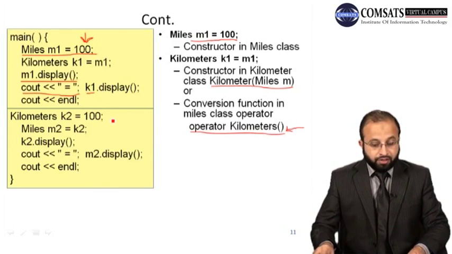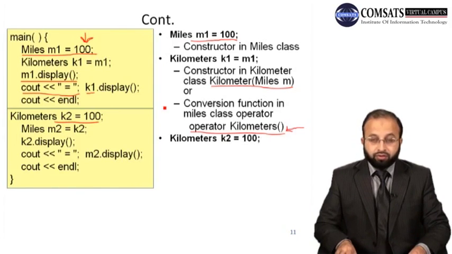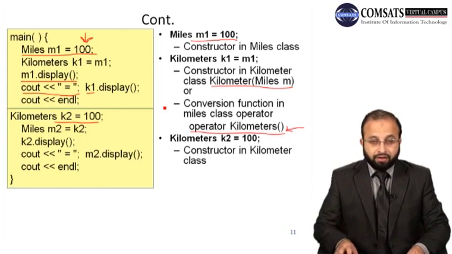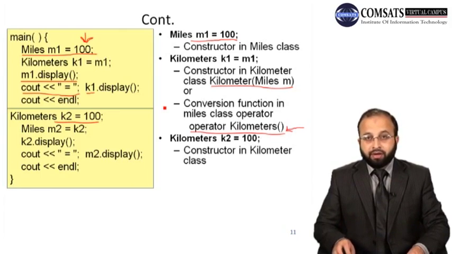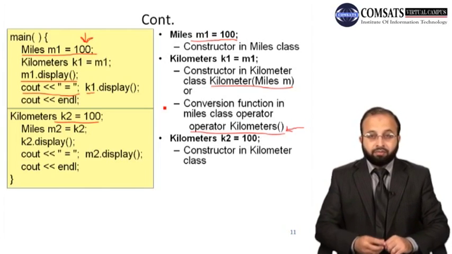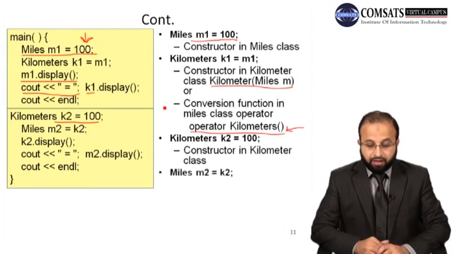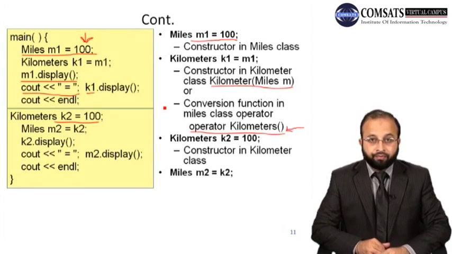The other part of the main function is this one. For this it will execute the constructor in the kilometer class, because in the kilometer class we have a constructor to which we are passing a double type value, right? And what it will do is assign that value to the kms private data member of the k2 object. And then the next thing is miles m2 is equal to k2.